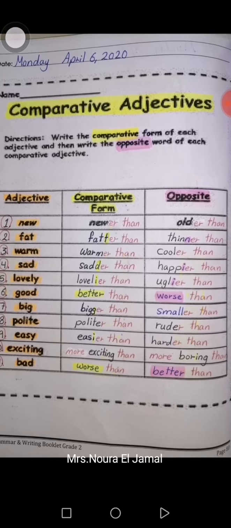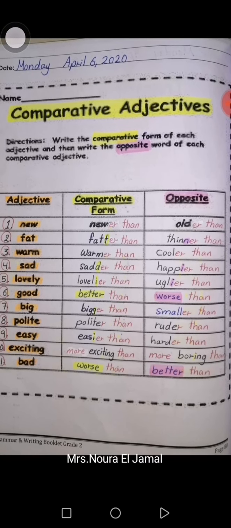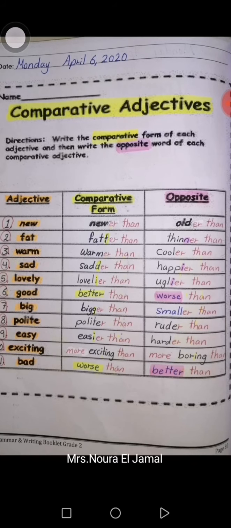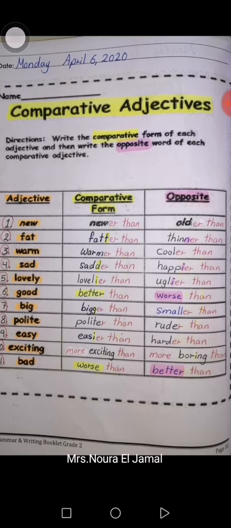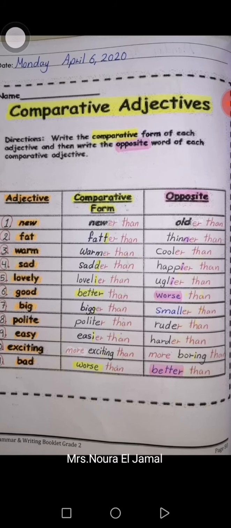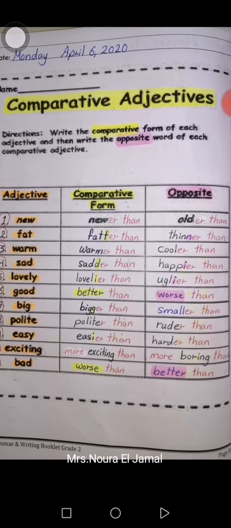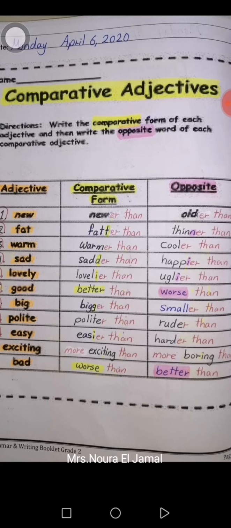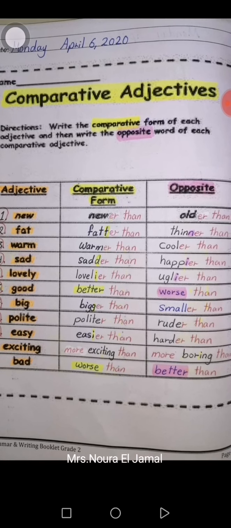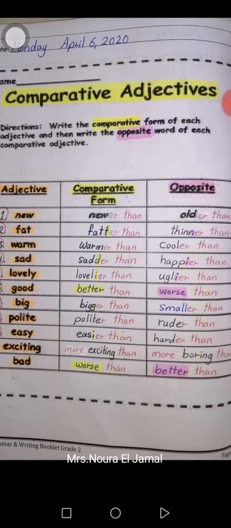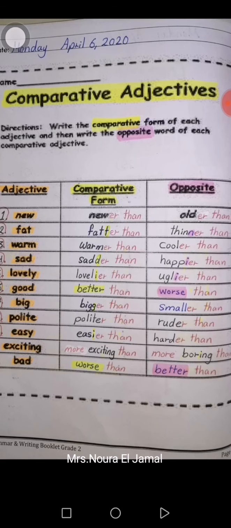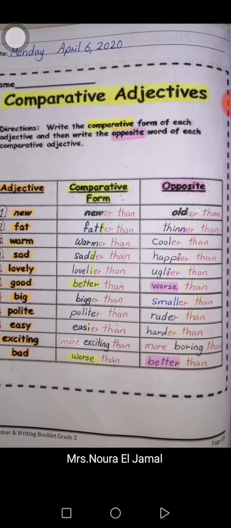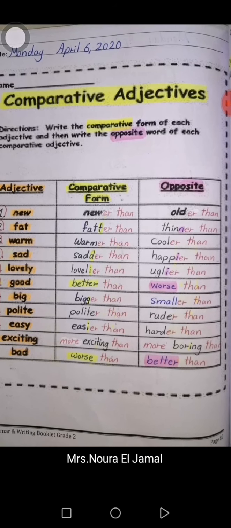Good. Good is an irregular adjective. As I told you, it will be better than, then the opposite will be worse than. Big, bigger than. The opposite, smaller than. Polite, politer than. Ruder than. Easy, easier than. Harder than. Exciting, more exciting than. More boring than. Bad, worse than, and better than.